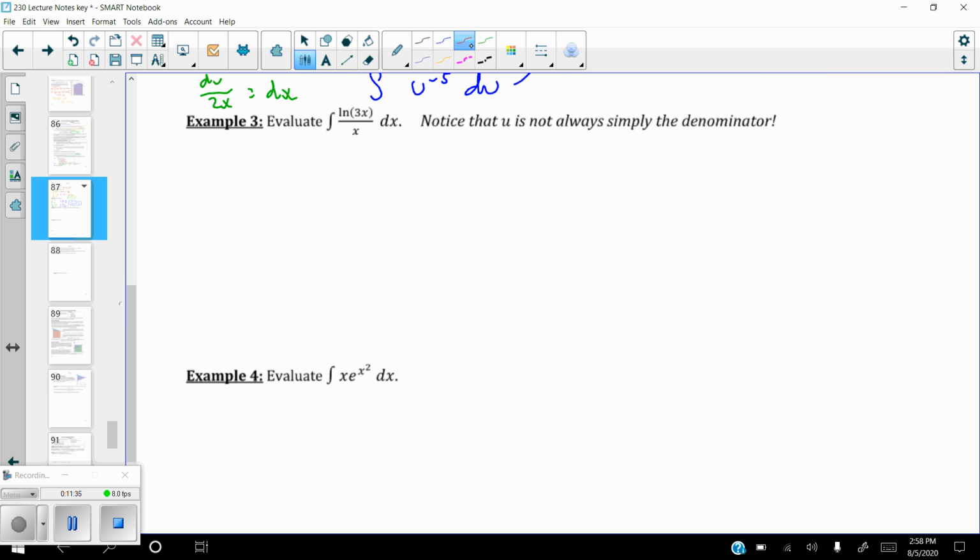In this case, letting the denominator be u doesn't do me any good, because if I let u equal x, then du is just going to equal 1 dx. That doesn't do me any good for that natural log on the top. I have to figure out a way to simplify that natural log. So the most composited piece that we're going to use here is the argument of the natural log, which is 3x. So we're going to let u equal 3x.